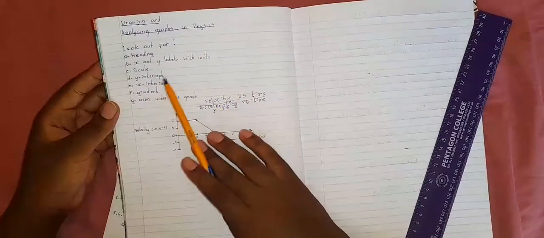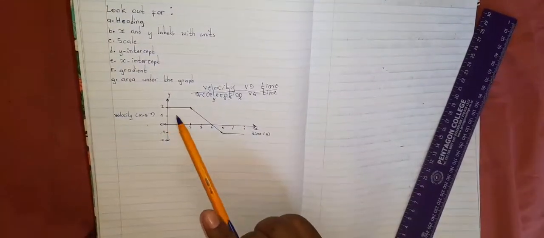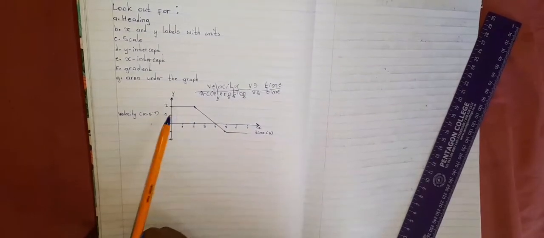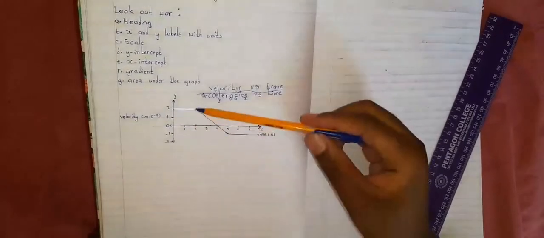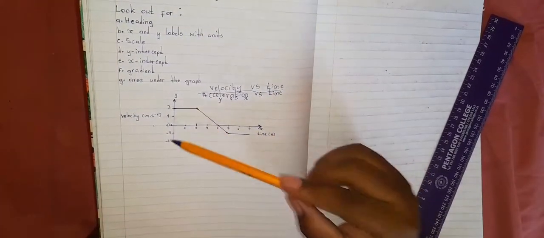another thing is the y-intercept. What does the y-intercept of a graph tell us? It tells us the initial amount of something. Like here, this 2 here tells us that the initial speed of whatever we are investigating here is 2. So it tells us about the initial something, the y-intercept here.